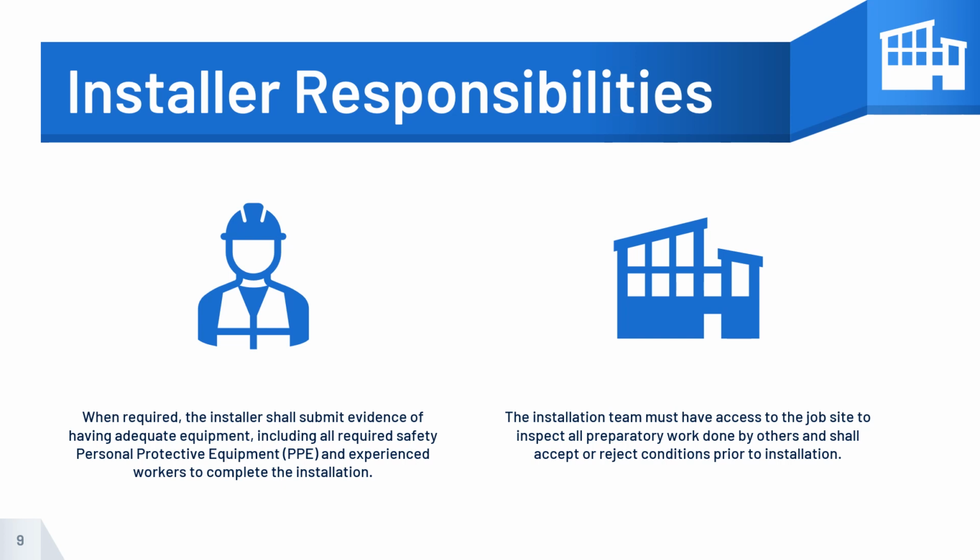The installation team has significant responsibilities too. When required, the installer shall submit evidence of having adequate equipment, including all required safety personal protective equipment and experienced workers to complete the installation. The installation team must have access to the job site to inspect all preparatory work done by others and shall accept or reject conditions prior to installation. This provision is not designed to delay the work, but helps move the installation along by assuring proper conditions for success.